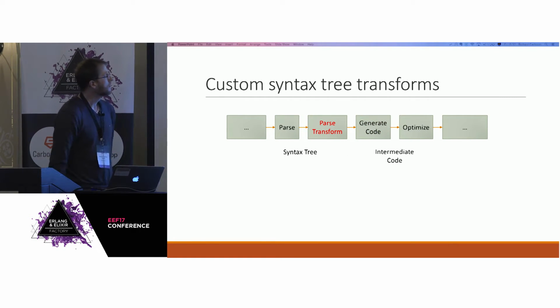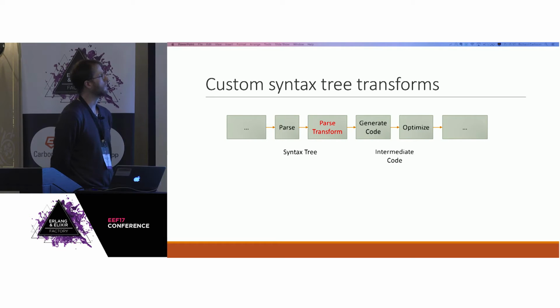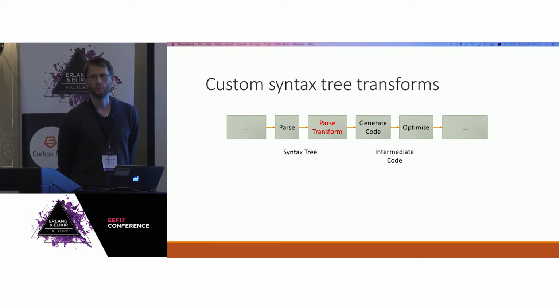In Erlang, we have an extra step between the parsing and the code generation, where a user can add hooks that do a parse transform to transform this syntax tree any way they like before it goes on to the code generation step.